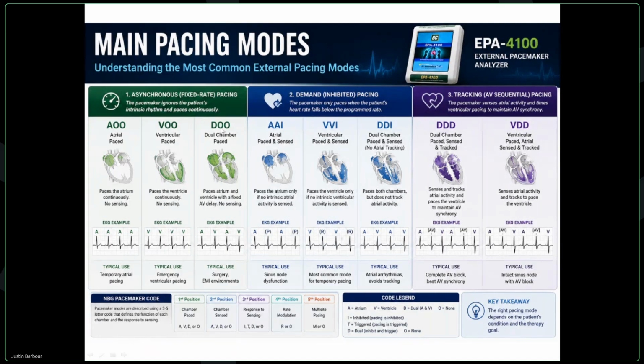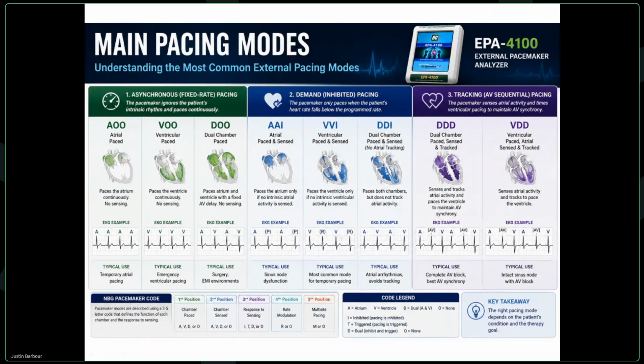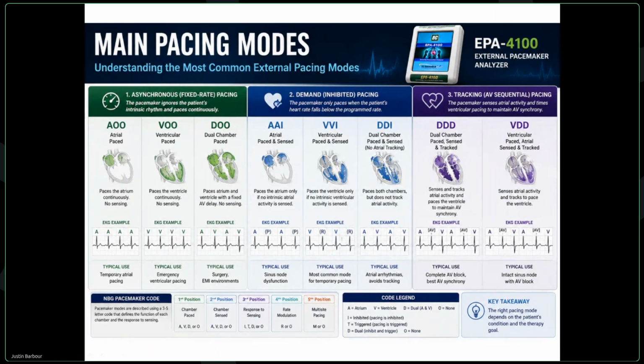Next one is whether or not it's being sensed. So you can see right here we have AAI, VVI, and DDI. The first one is which one is going to be paced, and then the second one is what's being sensed. So sense tells it it's looking for some sort of electrical activity, which tells the pacer whether or not it's going to give a discharge. So we have atrial is being paced, atrial is being sensed, and then I believe the third letter is the tracking.